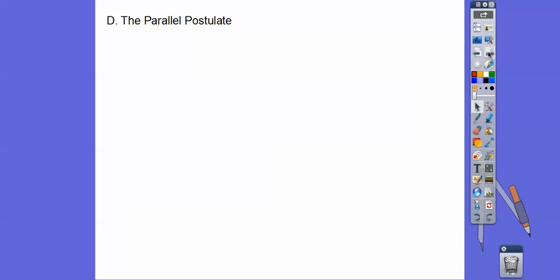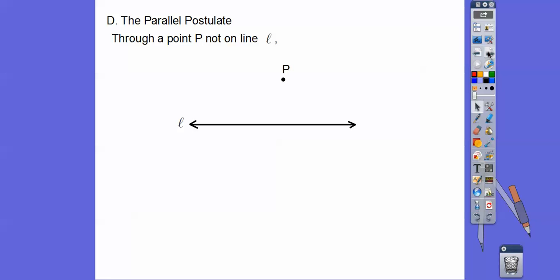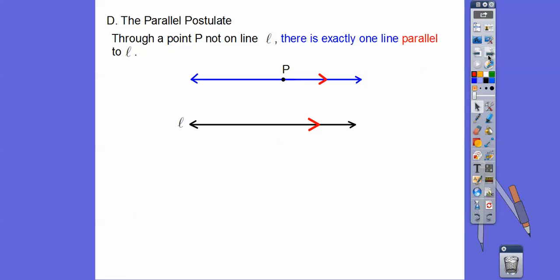Okay, so the parallel postulate. This is a statement that is accepted to be true without proof. So through a point, here's a point that's not on a line right there. Through that point, there is only one line that's parallel to that given line L.